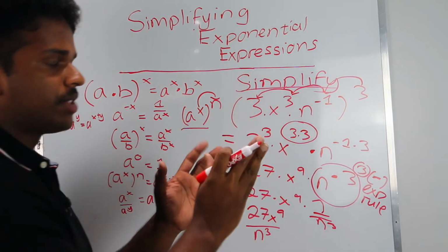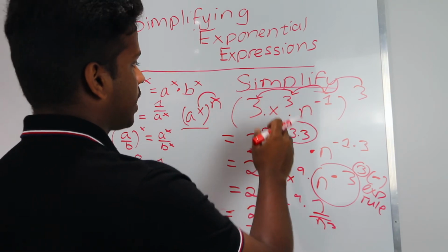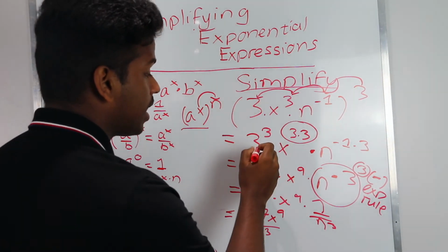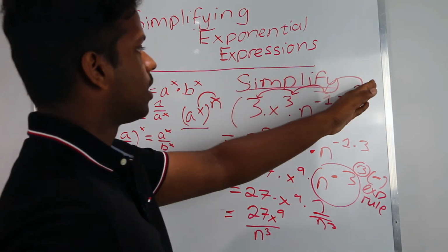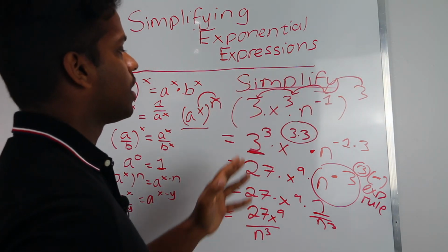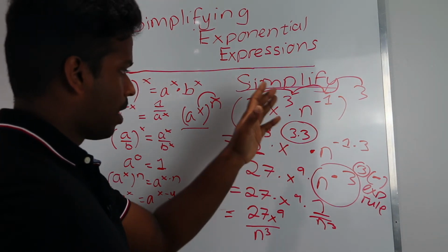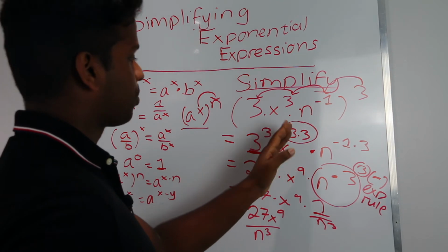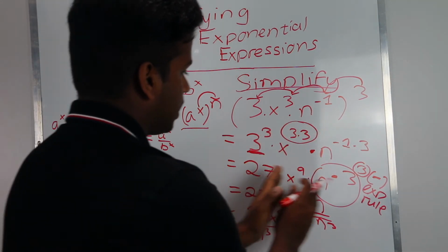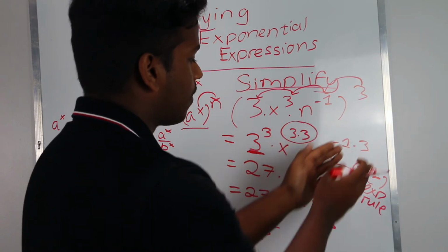Where we have exponents, we're using a second rule, the power to a power rule, so we multiply the exponents. The coefficient didn't have an exponent, so we were just able to distribute the cube to it. Here we use the power to a power rule: 3 times 3, we multiplied the exponents. Then we have 27 times x to the power of 9 times n to the power of -3.